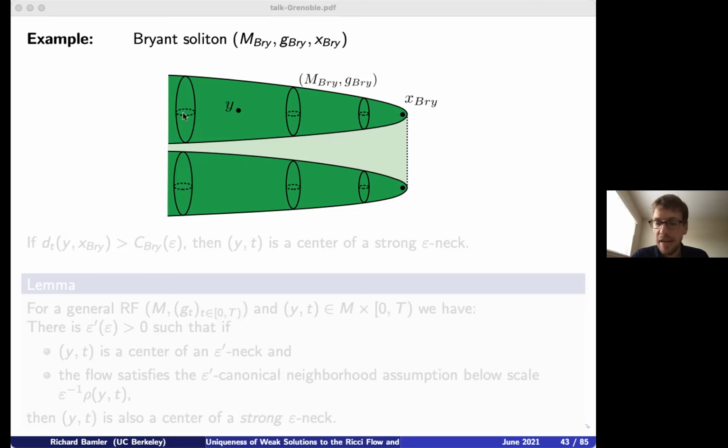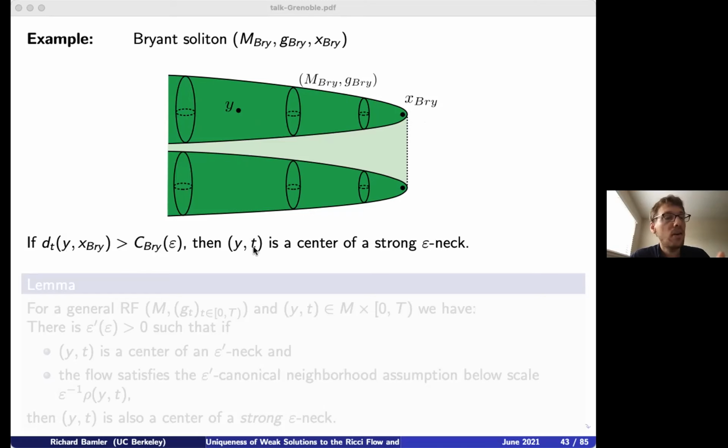Okay? And so this shows that if y is sufficiently far away from the center of rotation, then after rescaling, the neighborhood of y looks sufficiently close to a cylinder. So in other words, there's some constant c epsilon, such that if y has distance bigger than c epsilon from x bri, then yt is the center of an epsilon neck, or even the center of a strong epsilon neck, because we can also go backwards in time and it will always look very cylindrical. Okay, so this is a fact that we'll need quite often. So a Bryan soliton far away from the tip looks like a cylinder.